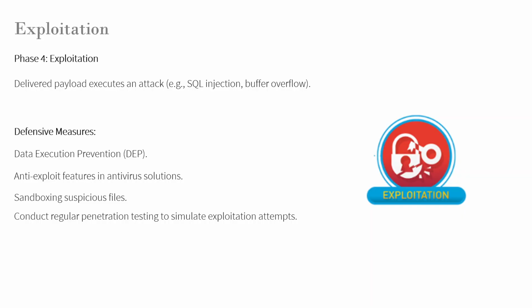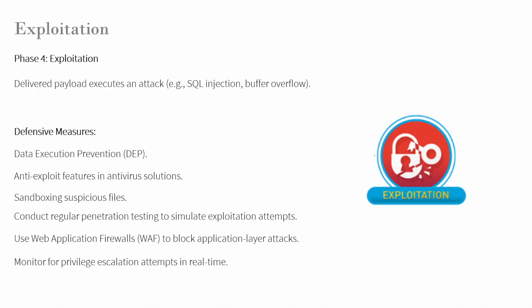Conduct regular pen testing, where ethical hackers simulate exploitation attempts to identify vulnerabilities before real attackers can. Protect web applications by filtering and monitoring HTTP traffic, blocking common exploits like SQL injection. Monitor for privilege escalation attempts in real time.